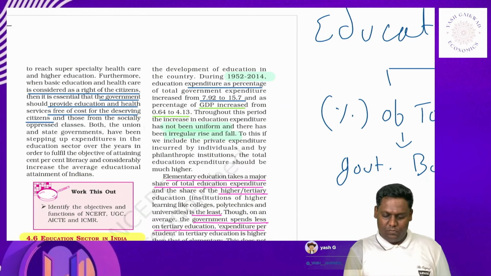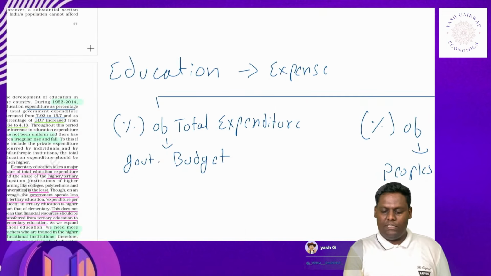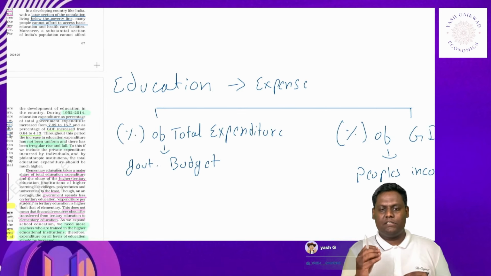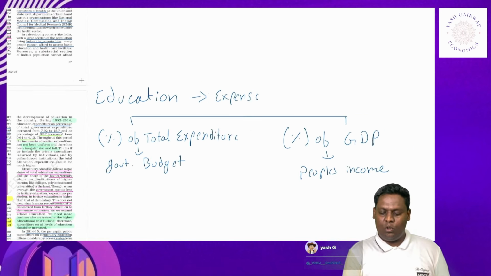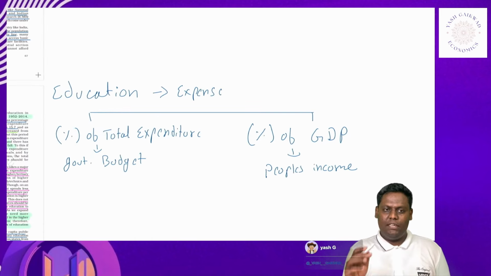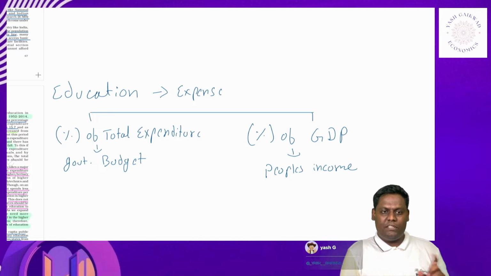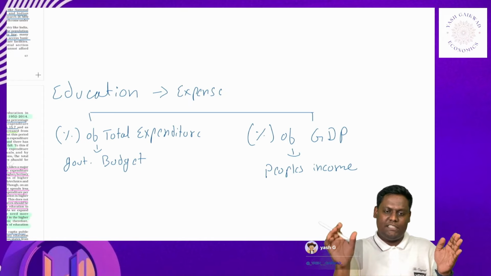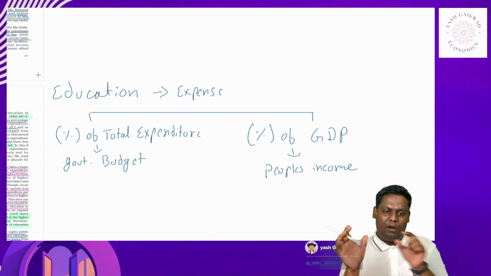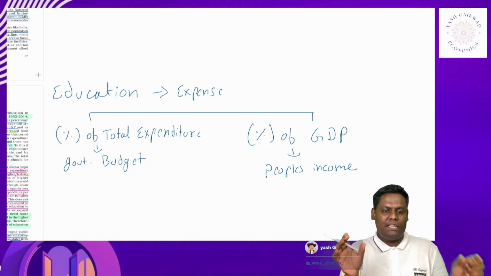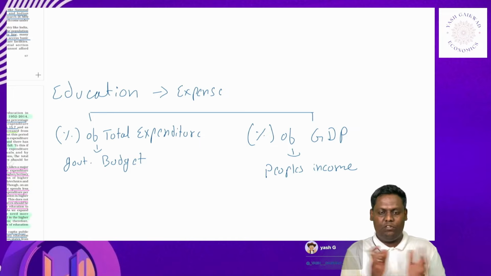So the investment, or the amount that the government spends on the education sector, can broadly be understood in two terms. Number one, the money they spend on education as a percentage of the total expense. That is, if there is an X amount of money that the government plans to spend in this financial year, what is the percentage of that X amount that would be allocated towards education specifically? That is one way of looking at it.